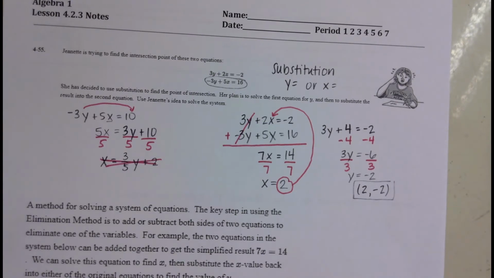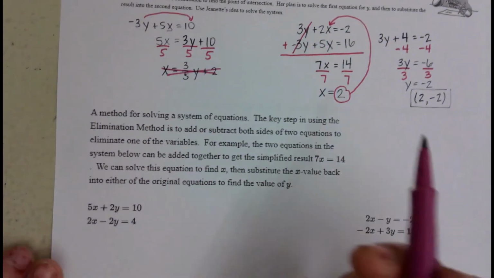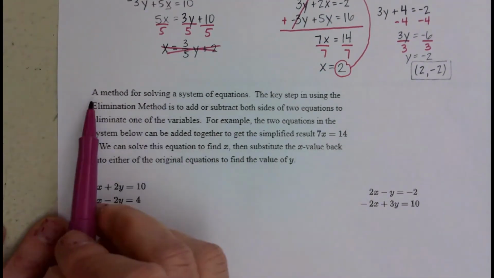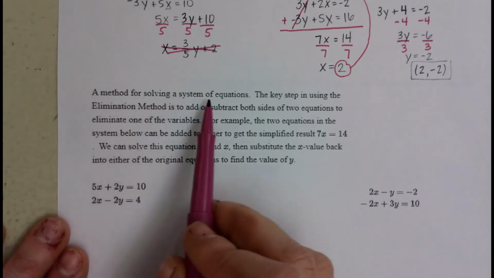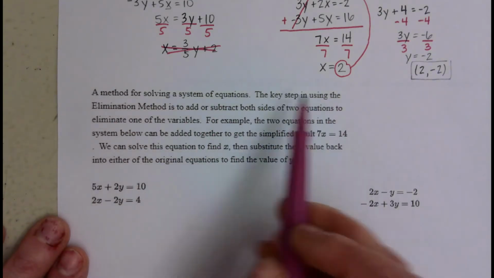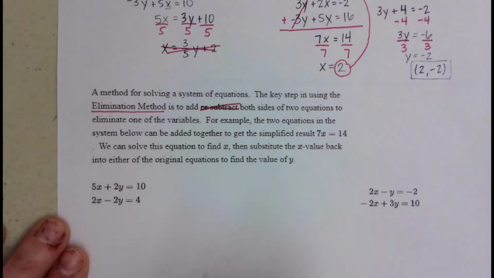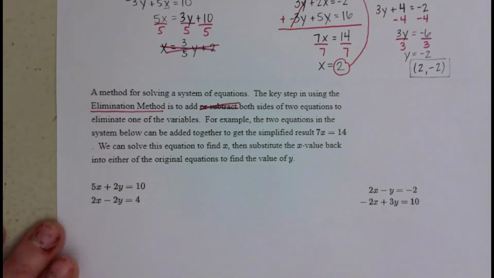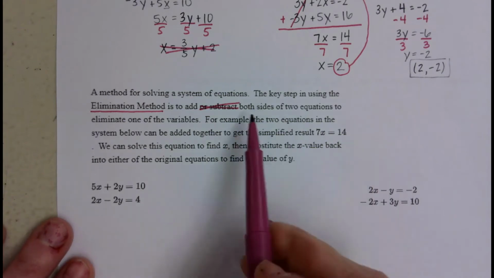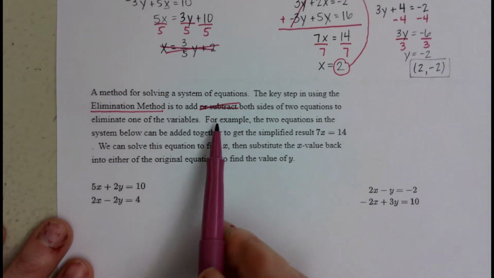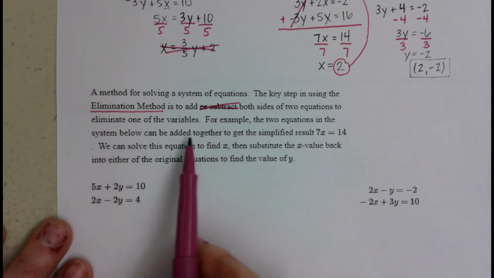Okay, so here's some notes about elimination. Elimination is a method for solving a system of equations. The key step in using the elimination method is to add. Please cross out the words or subtract. We are not going to subtract, we're only adding both sides of the two equations to eliminate one variable. For example, the two equations in the system below can be added together.